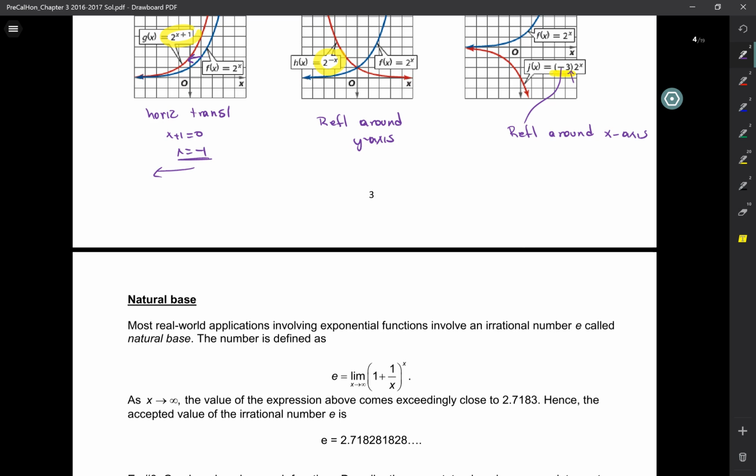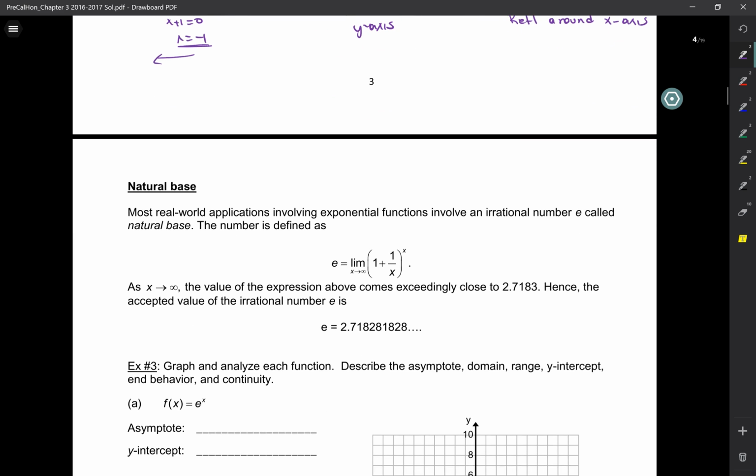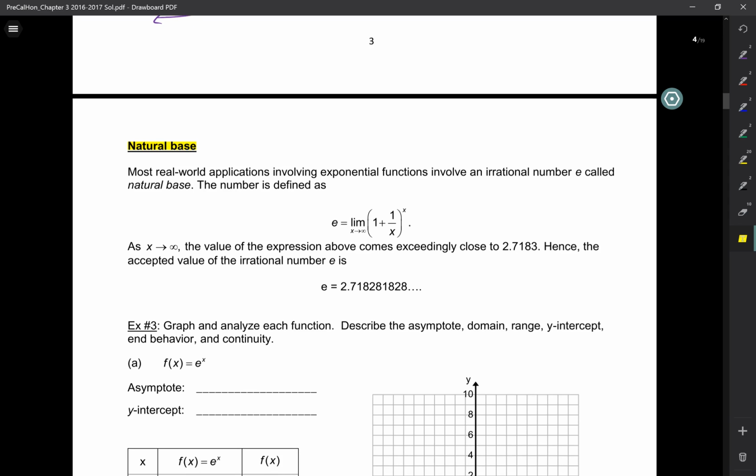All right, so we talked about constants being our base. Well, what about the favorite constant of everybody who loves math, the natural base, right? Most real-world applications that deal with exponential functions have e as their natural base. Well, what is e? Where does this e come from? Well, it's labeled e because the mathematician Euler, yes, it's spelled like this, but it's pronounced Euler. He was the one that came up with this, so it's named after him, e.